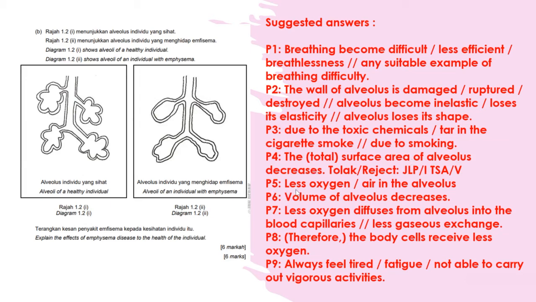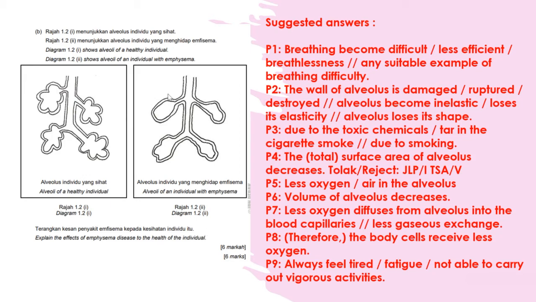And then the next point, point number 5, less oxygen in the alveolus. And point number 6, the volume of the alveolus decreases because the surface area of the alveolus becomes lesser. Then less oxygen diffuses from the alveolus into the blood capillaries, or you can write less gaseous exchange occurs. Therefore, the body cells receive less oxygen. And then what happens to the person? The person always feels tired or fatigued or is not able to carry out vigorous activity. So that is the suggested answer for the effects of emphysema disease on the health of the individual.